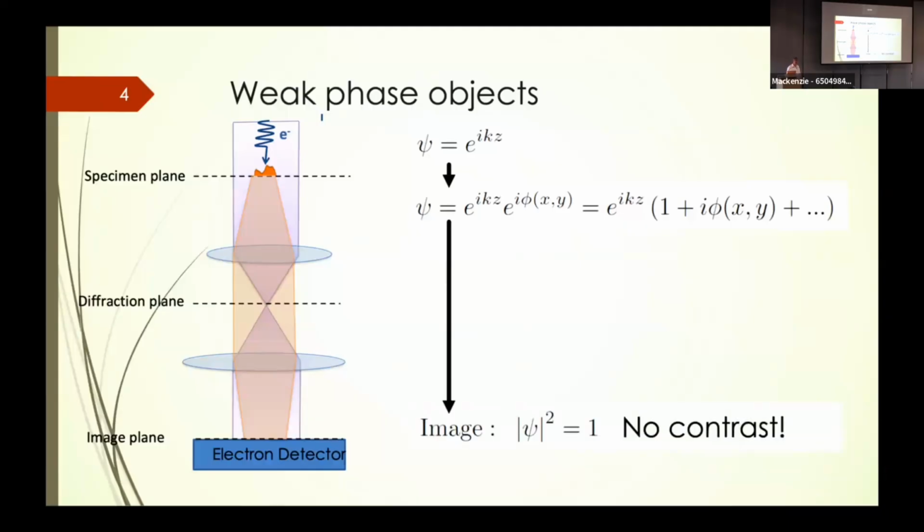The camera doesn't see phase shifts. It sees the electron number, which is proportional to the absolute square of the wave function. And the absolute square of this wave function is exactly 1. And that's the problem we're talking about.